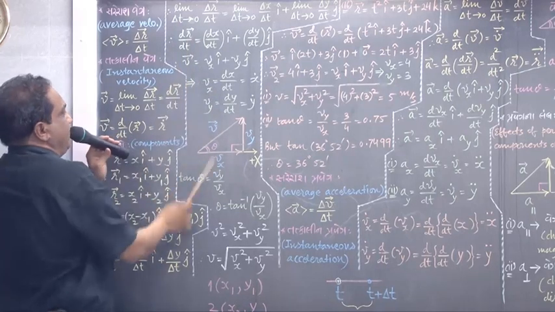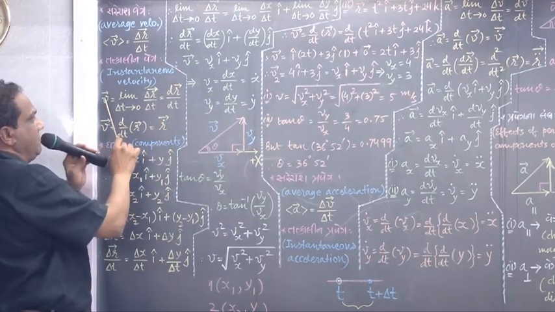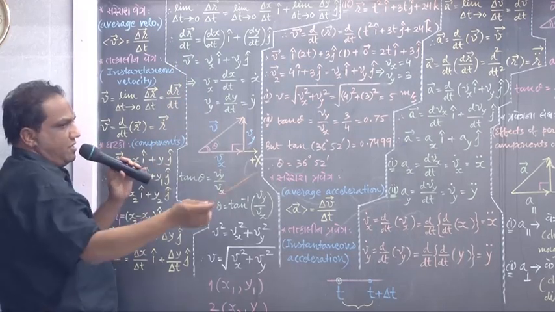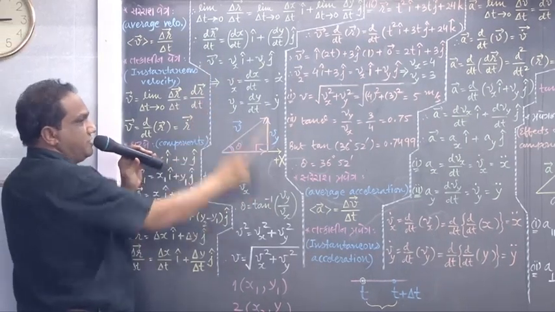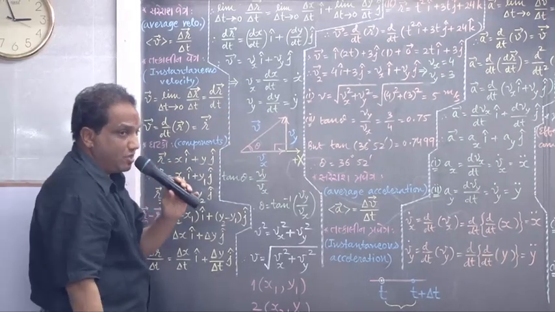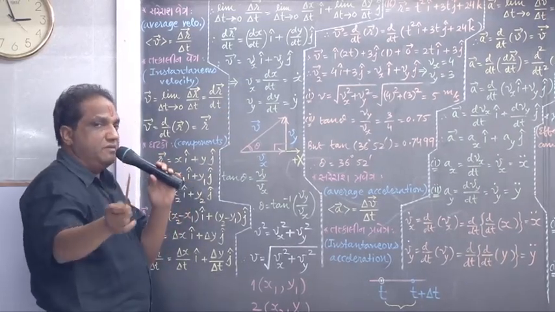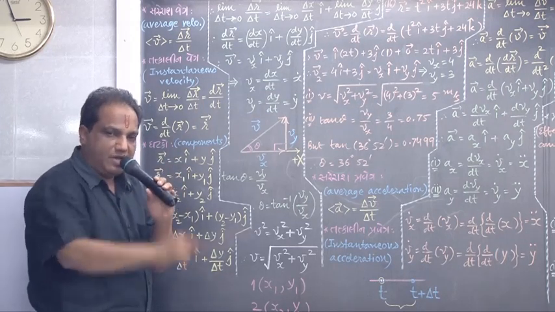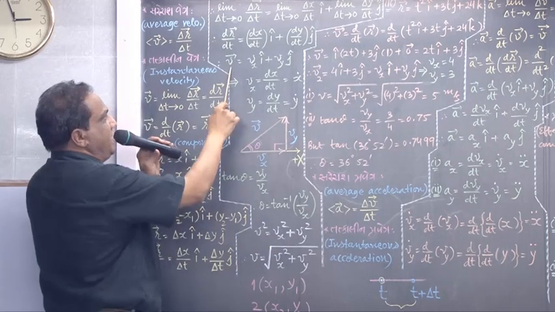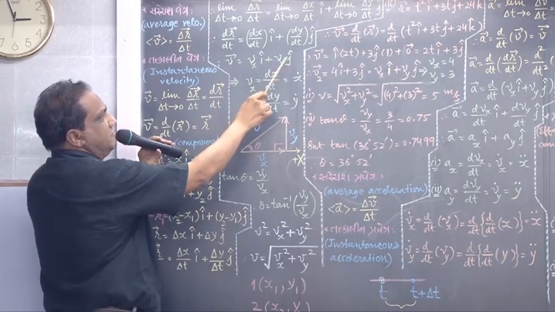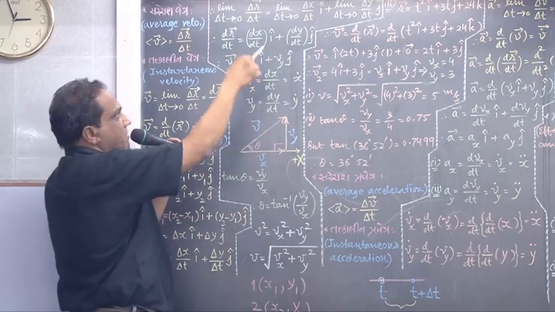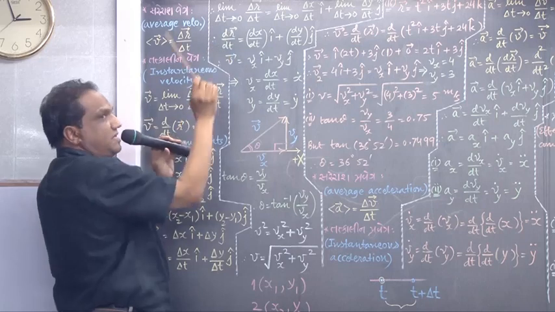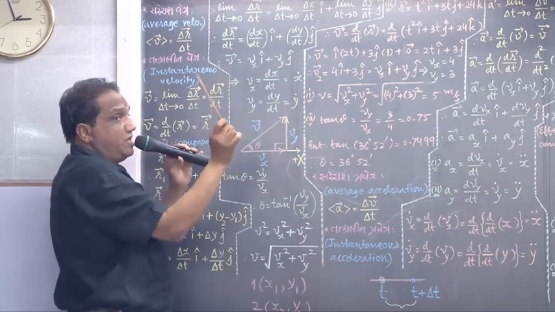But vector dr by dt is nothing but vector v. And can't you write any vector in two dimensions in terms of its mutually perpendicular components? For example, vector A is ax i hat plus ay j hat. Similarly, vector v is vx i hat plus vy j hat. Compare these two. Vector v is already vector dr by dt, so the left hand sides are equal. So the right hand sides also must be equal.